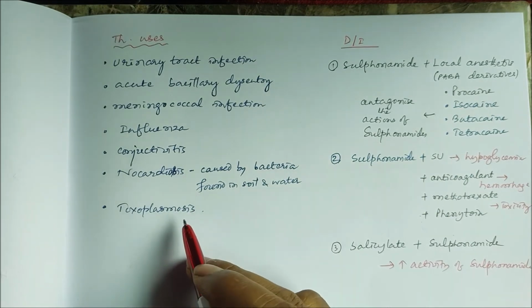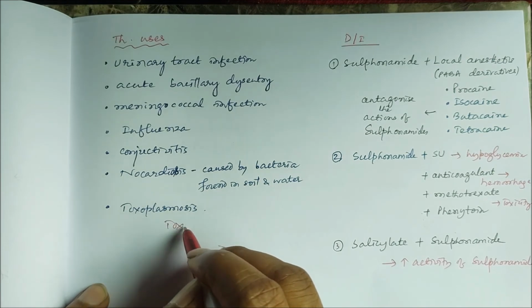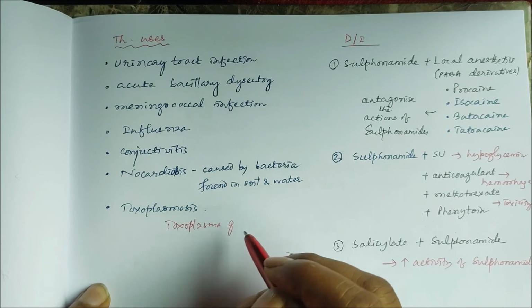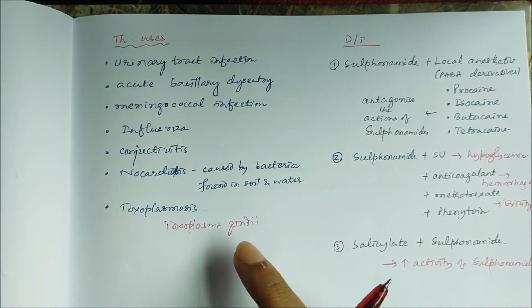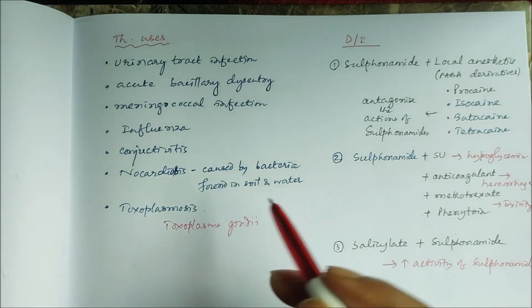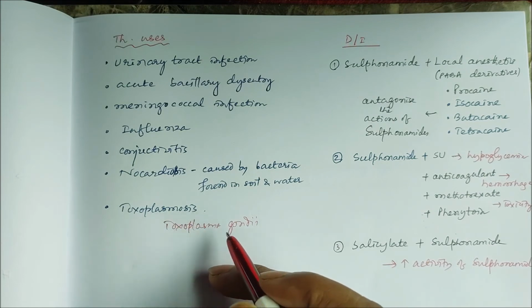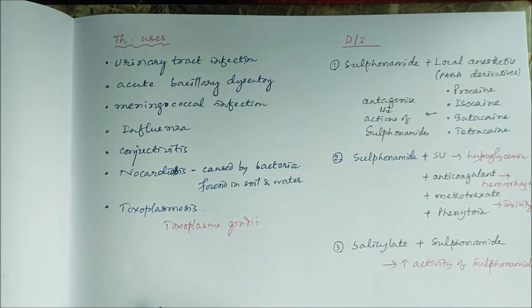And for toxoplasmosis, this is caused by a parasite called Toxoplasma gondii, which is found in cat fecal matter and contaminated food, and this can be treated with sulfadiazine and pyrimethamine, or sulfamethoxazole plus trimethoprim, cotrimoxazole.